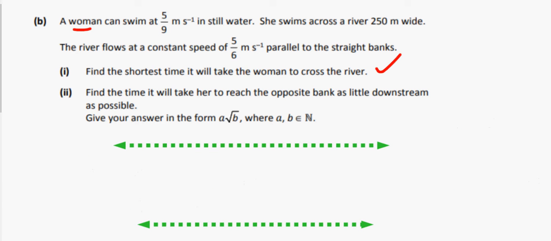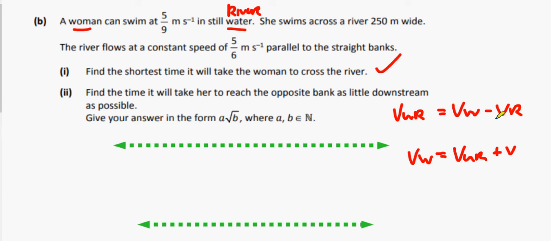Now the next question is, we're going to call it the woman and the river, okay? And we're going to say that the velocity of the woman in the river, which is the woman in still water, is the velocity of the woman minus the velocity of the river. Now if you aren't sure about this type of question, rearrange the equation as velocity of the woman equals the velocity of the woman in the river plus the velocity of the river.